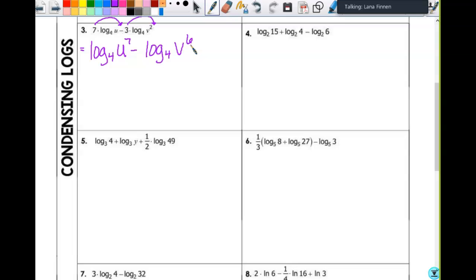So now I have 2 logs with the same base. I'm subtracting them, so that becomes division. So I'm going to have log base 4 of u to the 7th over v to the 6th. And I cannot simplify that because those have different bases, and that is it.